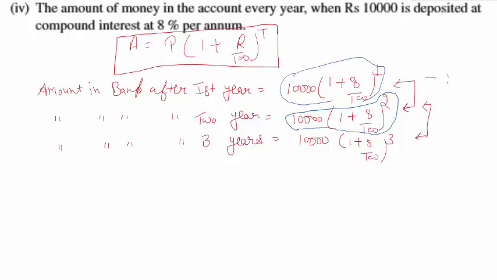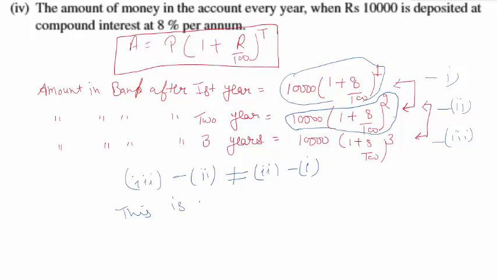If I write here, this is the first, this is the second and this is the third equation, then A3 minus A2 is not equal to A2 minus A1. So this is not an AP.